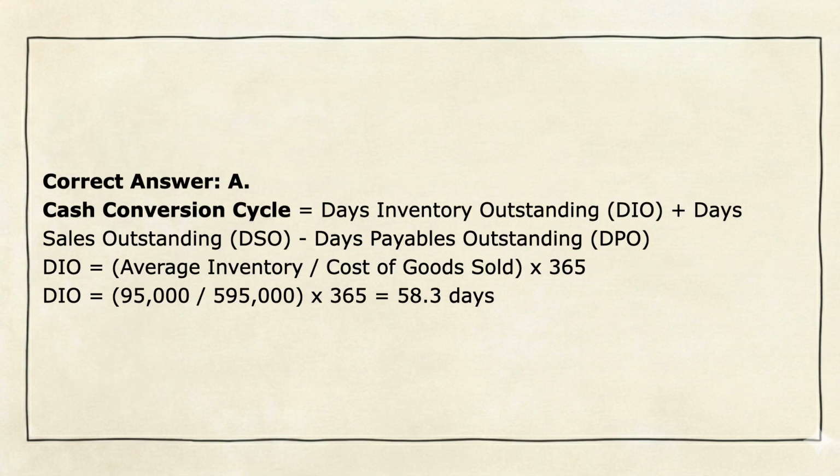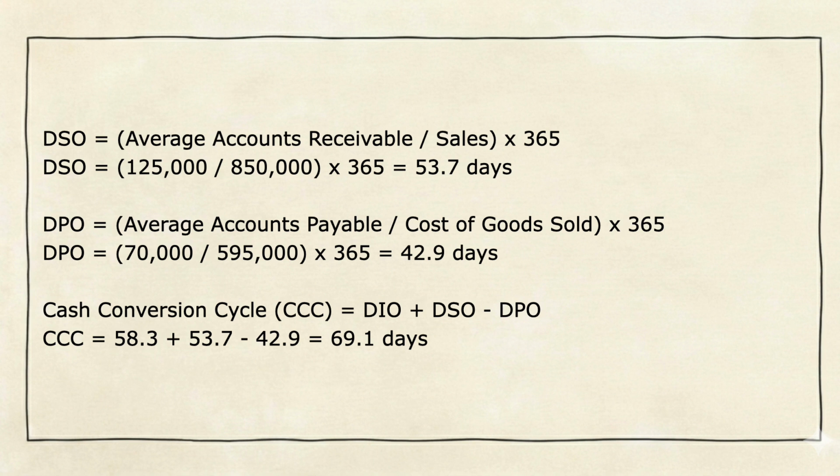Correct answer: A. Cash conversion cycle is calculated using days inventory outstanding, DIO, days sales outstanding, DSO, and days payables outstanding, DPO. Days sales outstanding, DSO, 53.7 days. Days payable outstanding, DPO, 42.9 days. Cash conversion cycle, CCC, 69.1 days.